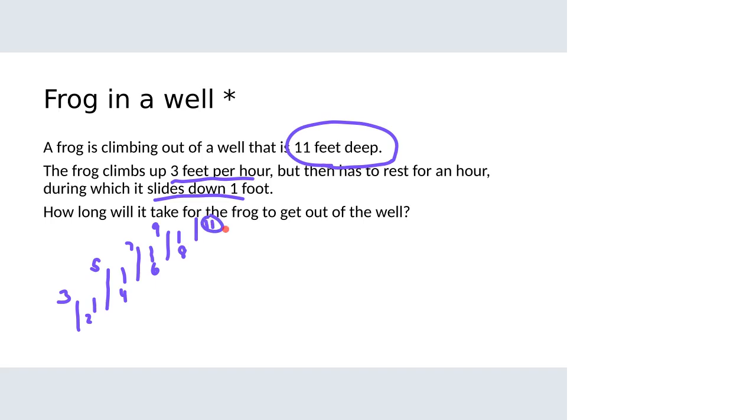Now, I didn't label those at the bottom, but I can go back through and just count them. There's 1, 2, 3, 4, 5, 6, 7, 8, 9 hours. So it took 9 hours for that frog to get out of the well. That was our most common answer, which is great. If you have any questions you want to ask about this one, please don't hesitate.